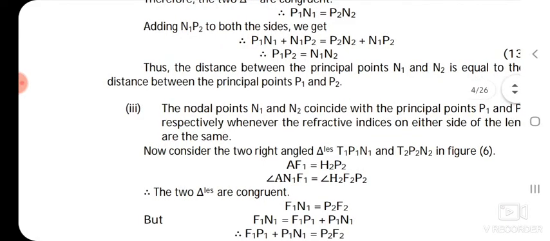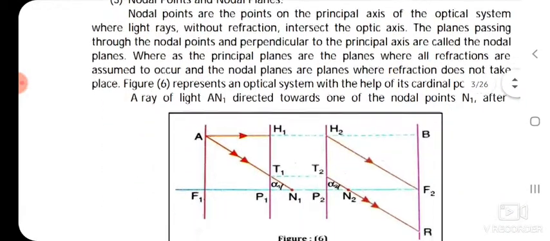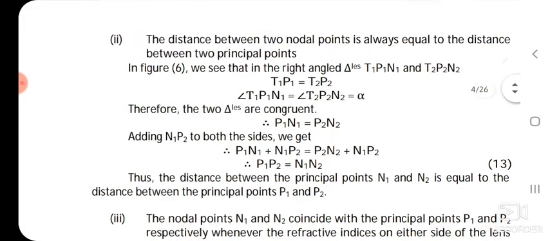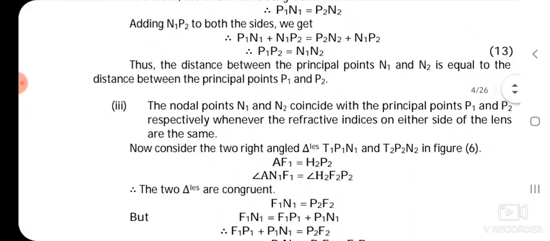AF1 is equal to H2P2. AF1 is parallel and equal to H1P1 and H2P2. Okay. So angle AN1F1 is equal to angle H2F2P2. The two triangles are congruent.